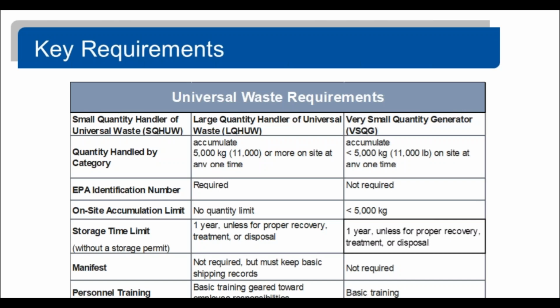So large quantity handlers, if you handle at any one time more than 11,000 pounds at your facility, the federal EPA has identified you as a large quantity handler of universal waste. There is no on-site accumulation limit for large quantity handlers.